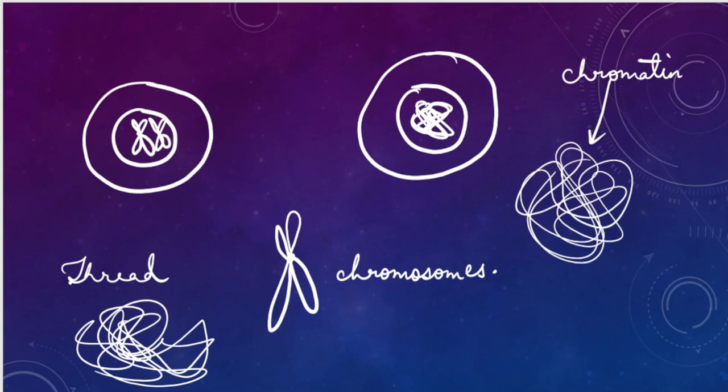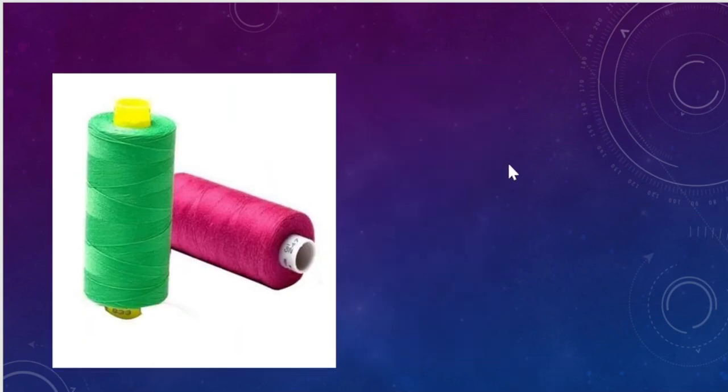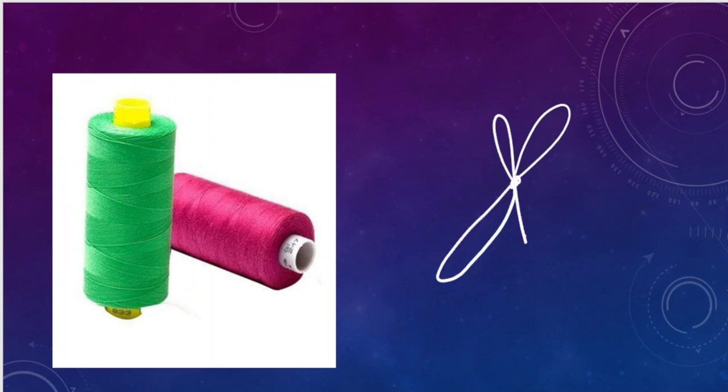But when a thread is arranged on the reel, okay, when the thread is arranged on the reel, then we will say it as a packed thread. Okay, I will show you, let's take a thread. See, you can compare this thread as chromosome. So same way that chromosome is highly condensed structure.